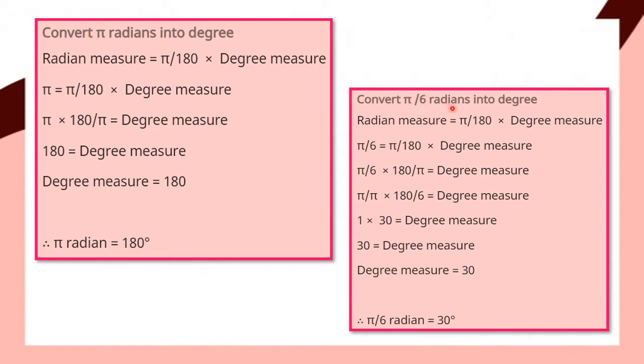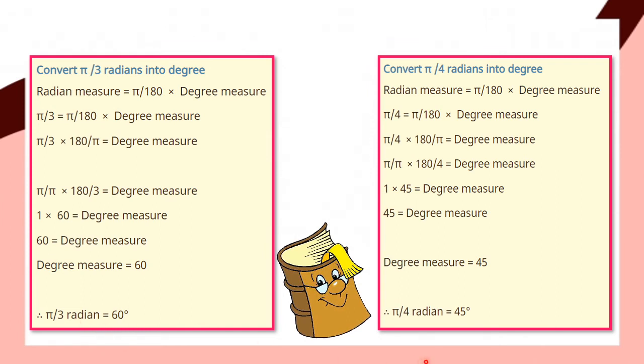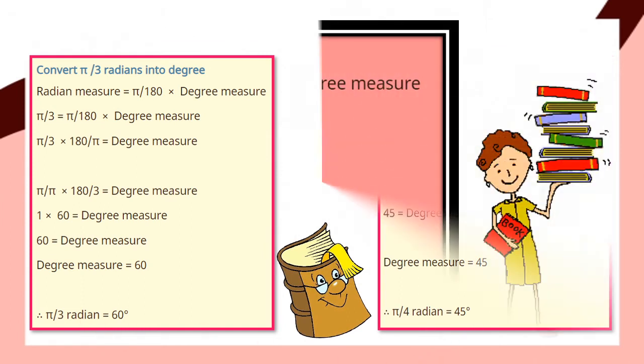Now pi by 6 radian: radian measure is equal to pi by 180 into degree measure. And what is the radian measure? It is given as pi by 6. So we can derive the formula from here only. Pi by 6 is equal to pi by 180 into degree measure. So degree measure is equal to pi by 6 into 180 upon pi, which is 180 upon 6, 30 degrees. So pi by 6 radian means 30 degrees. In the same way, pi by 3 is 60 degrees, pi by 4 is 45 degrees.